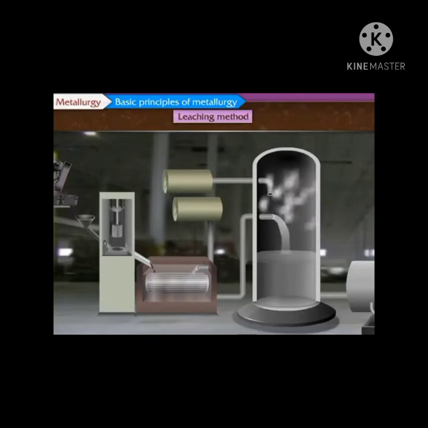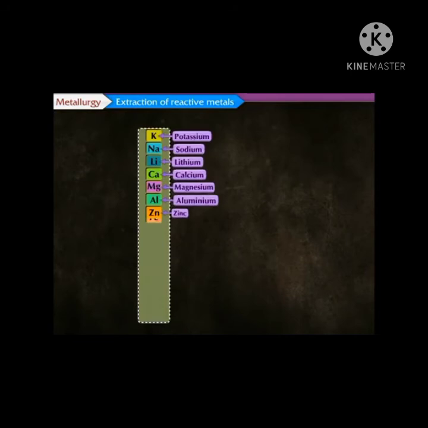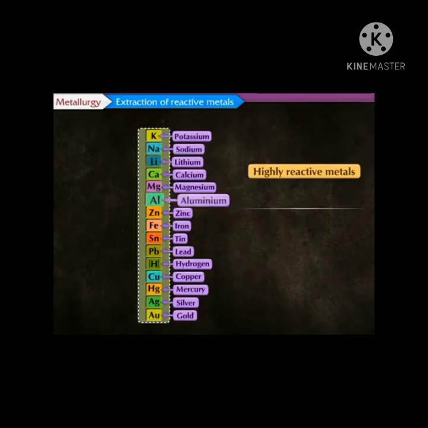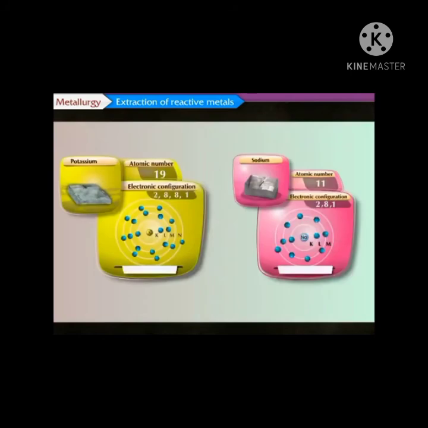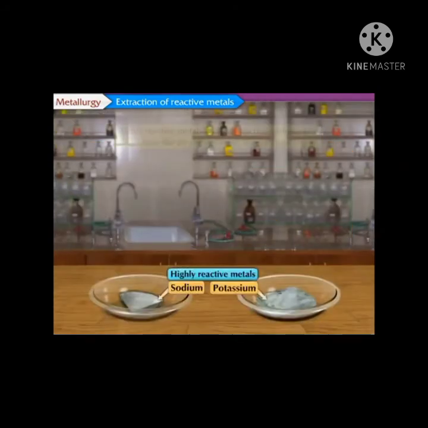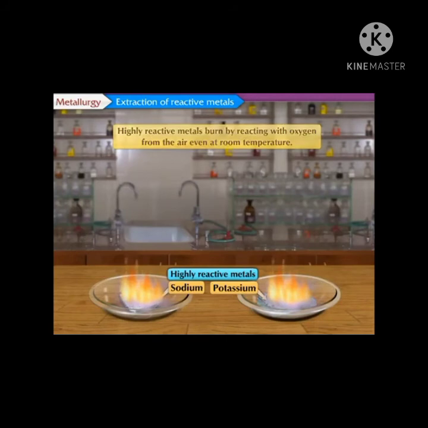Now let us first understand the extraction of reactive metals. Metals placed on top of the reactivity series are highly reactive, for example, potassium, sodium and aluminium. Reactive metals have a large capacity to form cations by losing electrons present in their outermost shell. Reactive metals react vigorously with dilute acid to liberate hydrogen gas. Highly reactive metals burn by reacting with oxygen from the air even at room temperature.